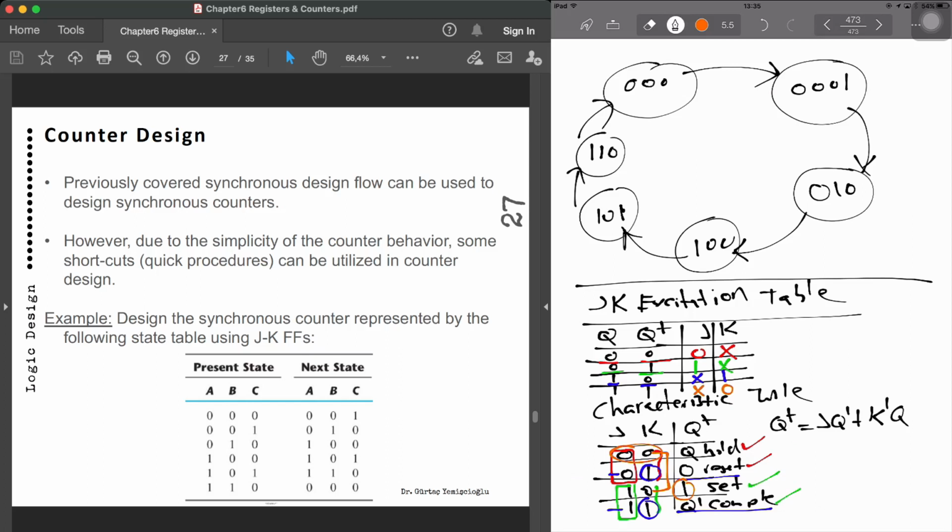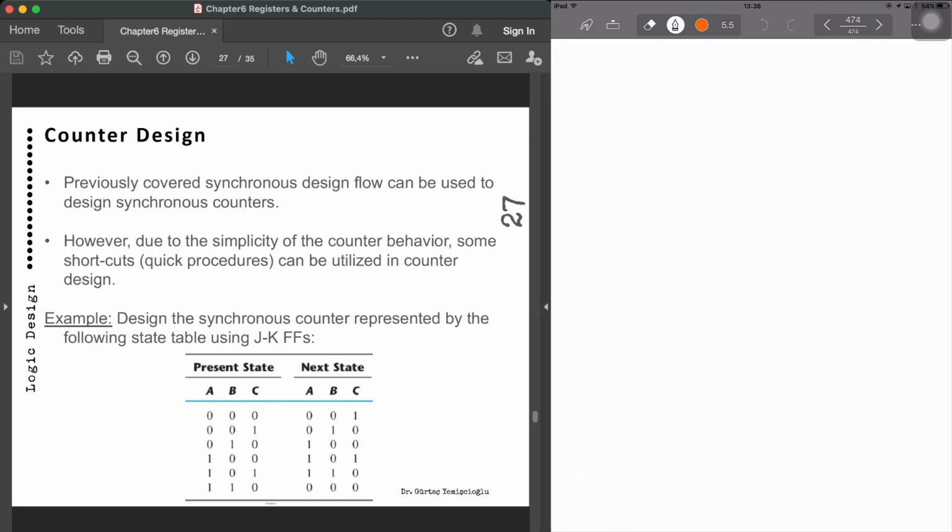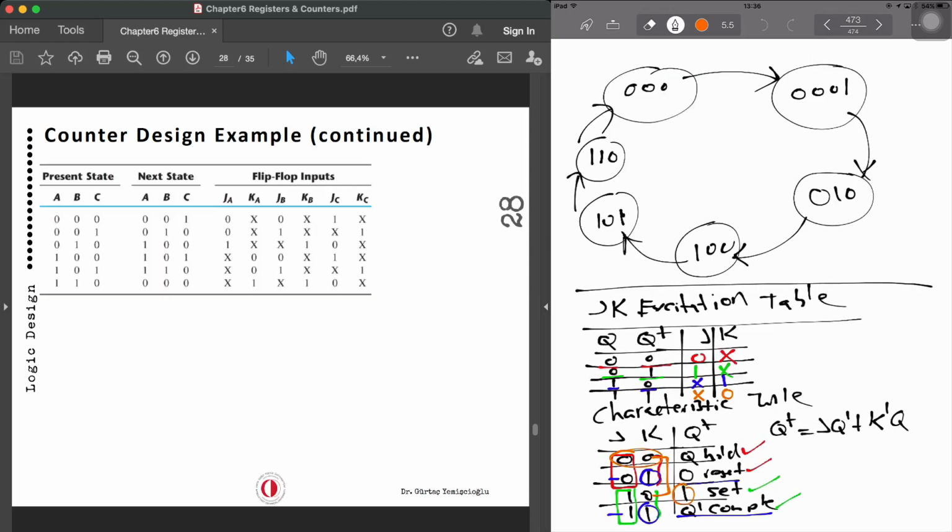Okay, so those 3 flip-flops are actually going to be JK flip-flops. So we need to have JA, KA, JB, KB, and JC, KC inputs that we need to find out. Now if I use that excitation table, this table can be formed.